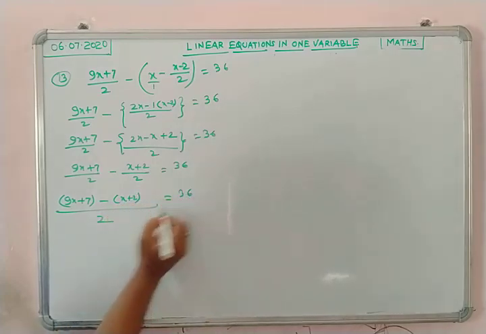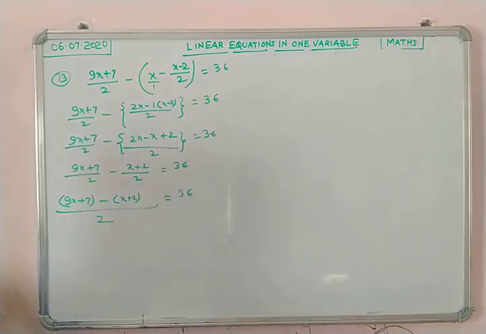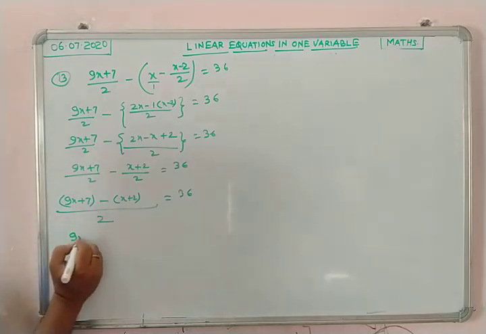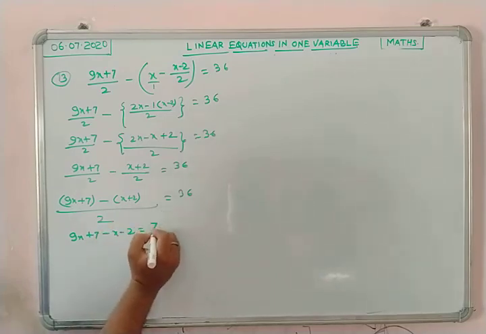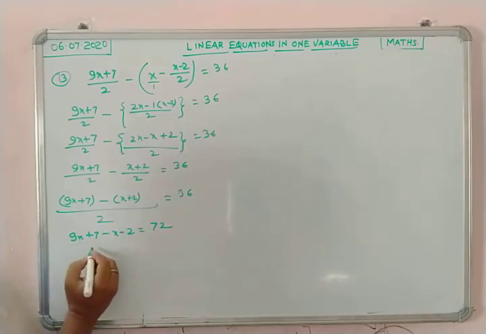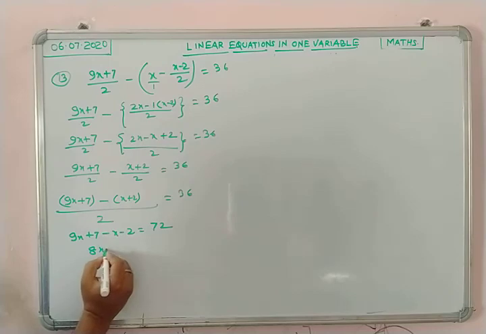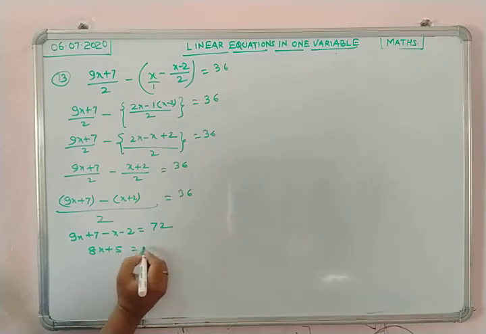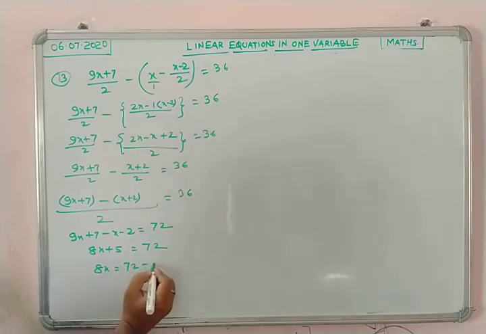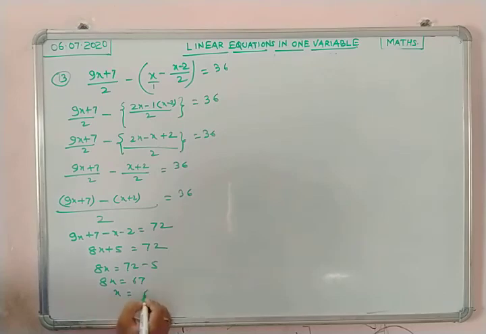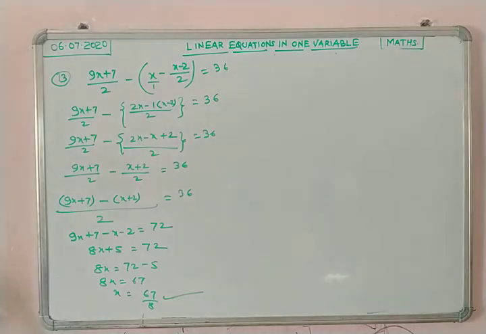So this 2 will be transferred to the right hand side. So 9x plus 7 minus x minus 2, 36 times 2 is 72. 9x minus x is 8x, plus 7 minus 2, that means 5, equal to 72. 8x equal to 72 minus 5, 8x equal to 67. So x equal to 67 by 8. So this is the value I have obtained for x.